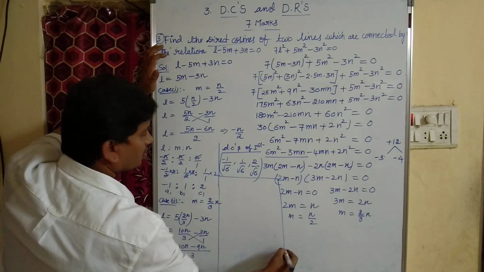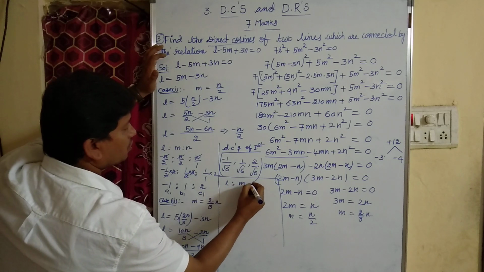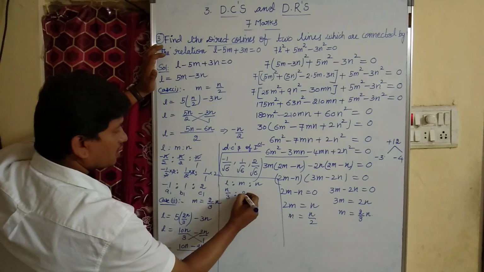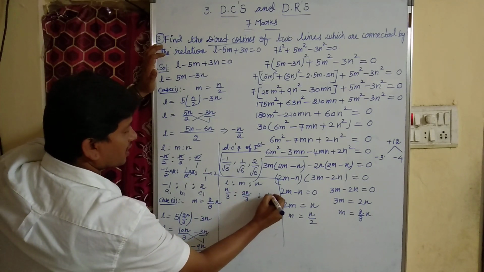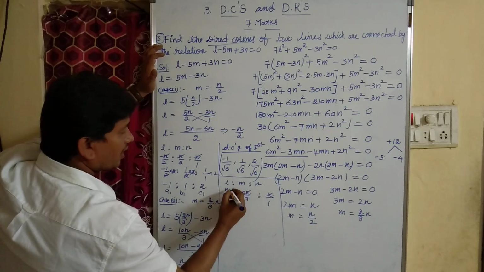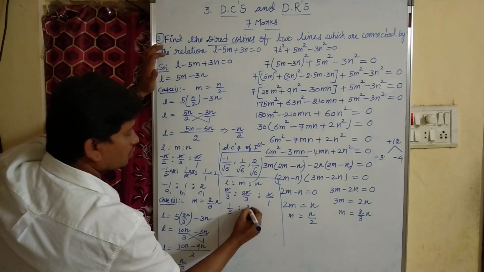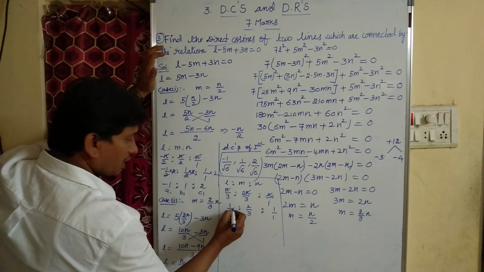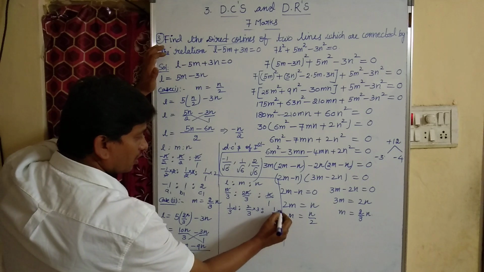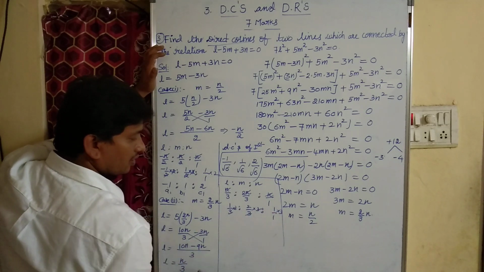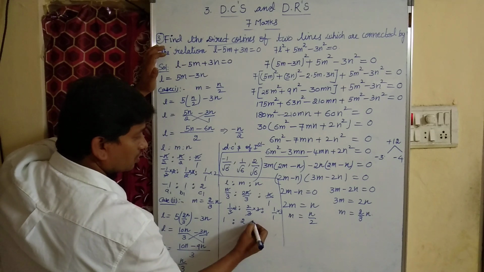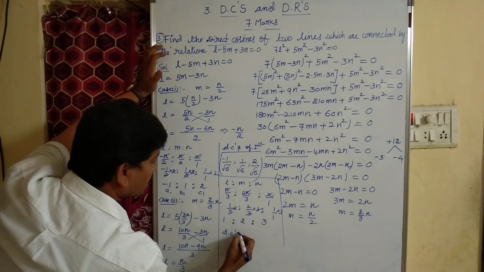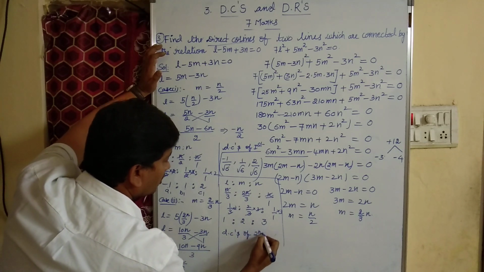Okay, let us find the DRs. l is n by 3, m is 2n by 3, and n is n only, nothing in the sense 1. n cancel. 1 by 3 is 2 by 3 is 1 by 1. Let us multiply by 3, 3, 3. 3 3 cancel, 3 3 cancel, 1 is to 2 is to 3. Okay. Now let us find the DCs of the second line.